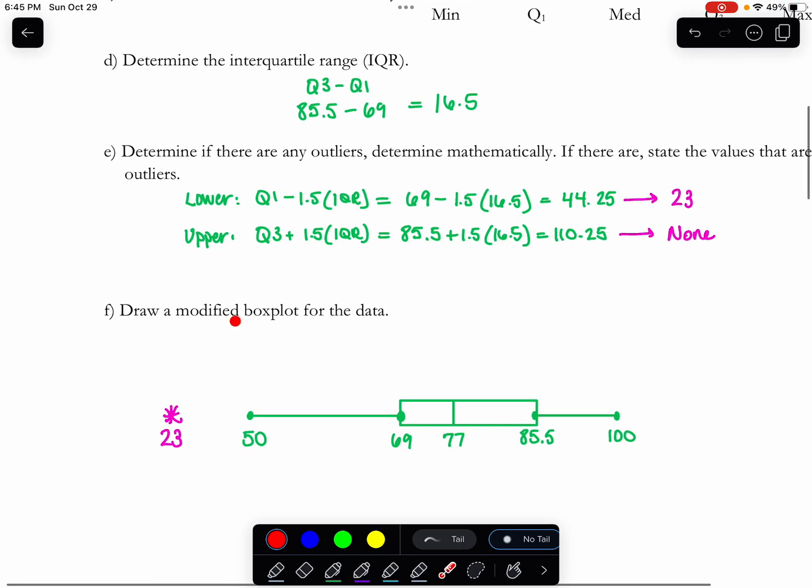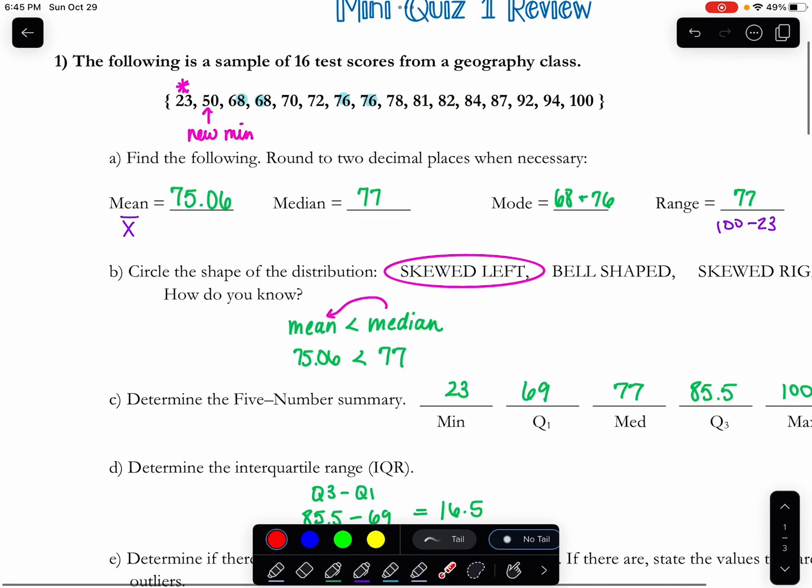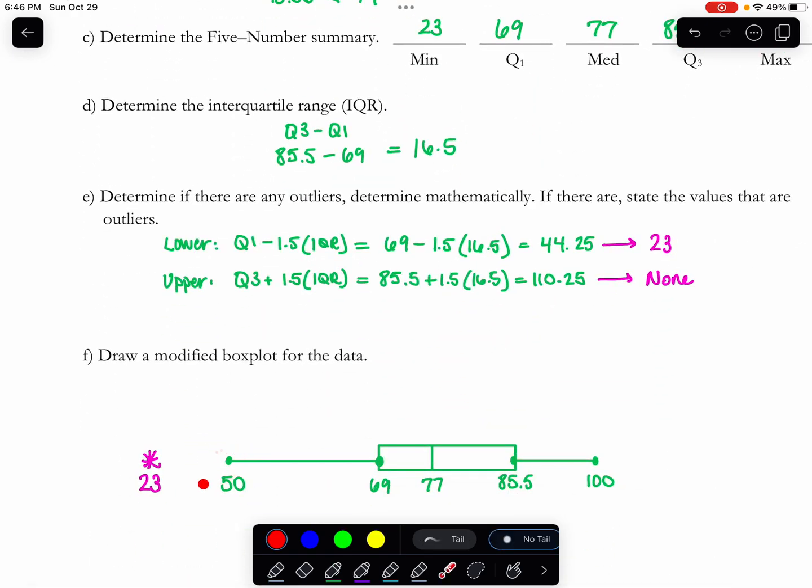So that means when we go to make our box plot, our whiskers usually go to the minimum and the maximum with our box in the middle, first quartile, third quartile. But this time, since 23 is an outlier, we're going to put a star for the outlier, and the next smallest number will be our new, quote-unquote, minimum. Notice our minimum is still 23 in our 5-number summary because it is the smallest number in our list. But in our box plot, I'm going to put little air quotes around here. That's our new end of our whisker, which is 50.